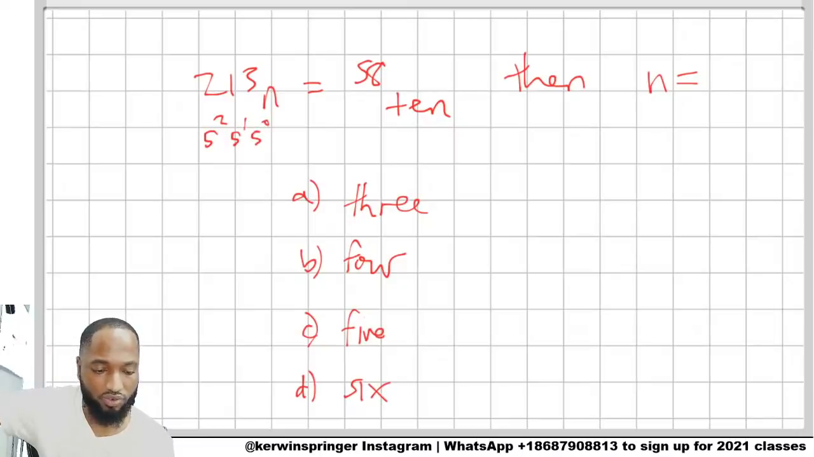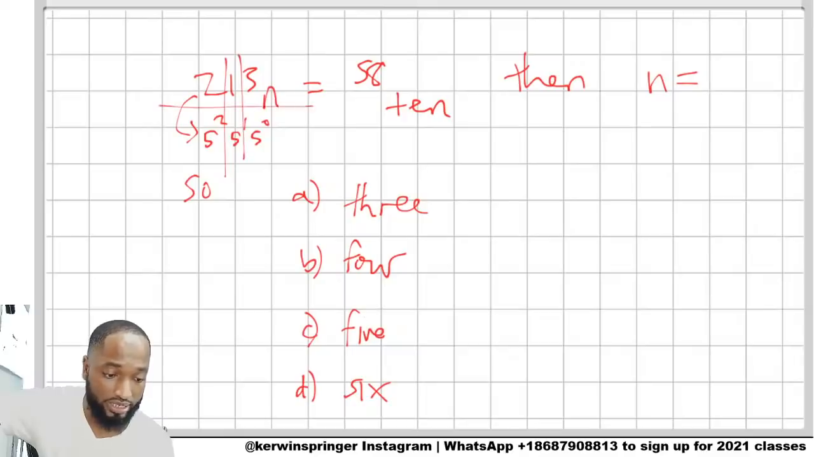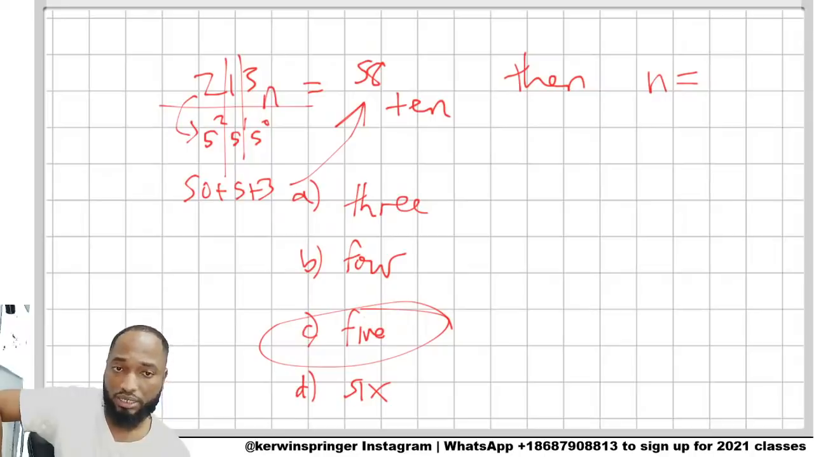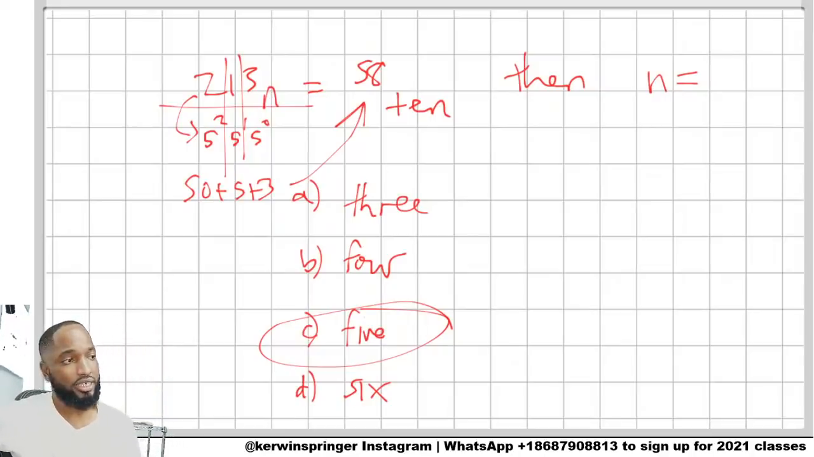So 5 squared is 25, 25 by 2 is 50. 5 to the power of 1, 1 by 5 is 5. 5 to the power of 0 is 1, 1 by 3 is 3. Add this all up, and you get 58. So the answer is C, 5. If you don't know how to do bases, look it up. Now I don't think this is going to come this drastic. I have a few videos where I explain the kind of bases that I think CSEC is going to bring.